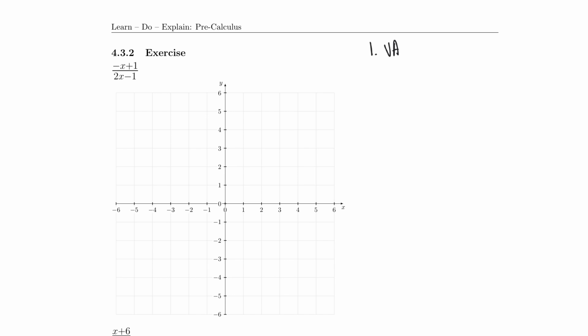It's just whatever makes the denominator equal to 0. Our denominator is 2x minus 1, and then equals to 0, and we look for x. That will be 2x equals to 1, x is equal to 1 half. So at x equals to 1 half, we have a vertical asymptote. Okay, so that's one tip. So let's draw a vertical asymptote at x equal to 1 half. That will be here.